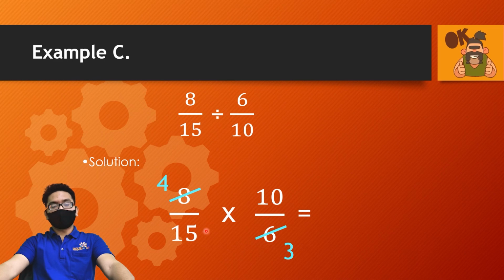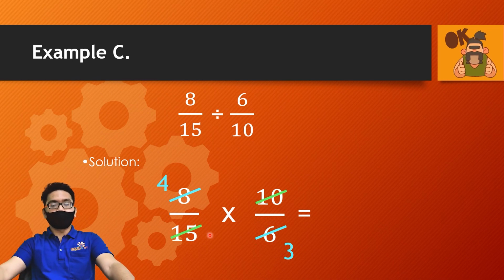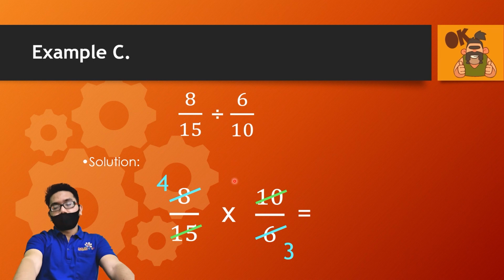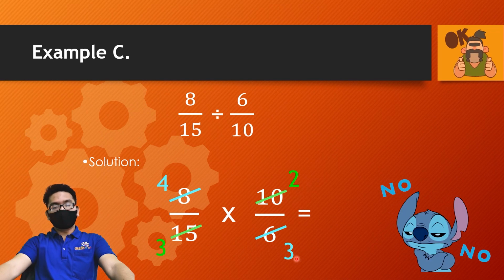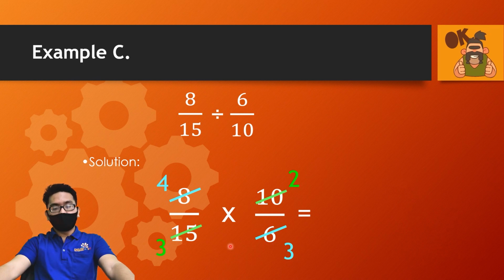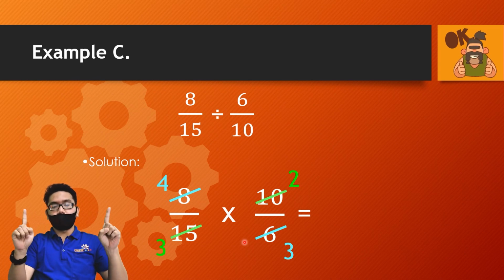Can we cancel out 10 and 15? Yes, of course. We can cancel out these numbers because they are divisible by 5. 15 divided by 5 equals 3. 10 divided by 5 equals 2. Can we cancel 3 and this another 3? No, because they are both denominators. Again, in cancellation method, we just need one numerator and one denominator.